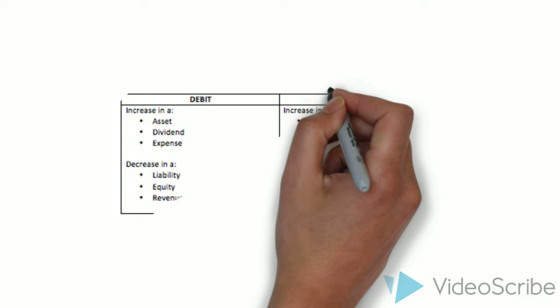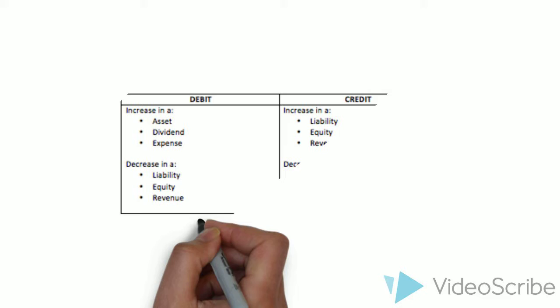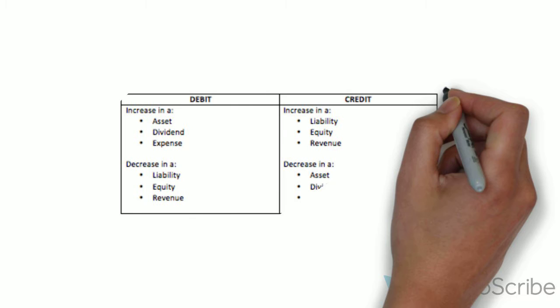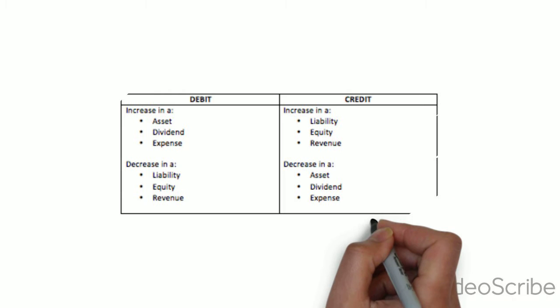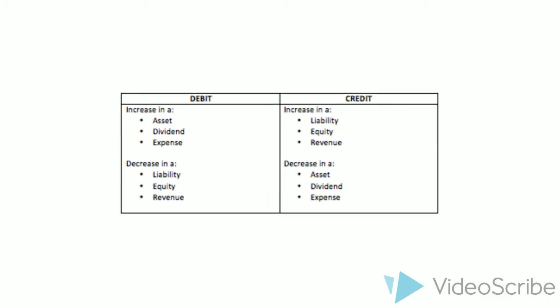An increase in an asset, expense, or dividend is recorded as a debit and a decrease as a credit. An increase in a liability, equity, or revenue is recorded as a credit and a decrease recorded as a debit.